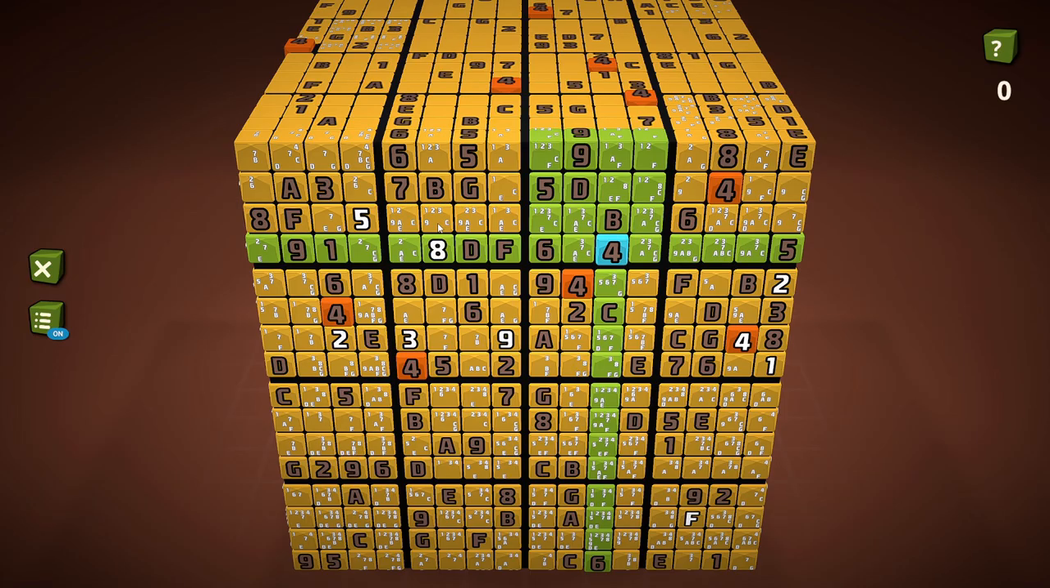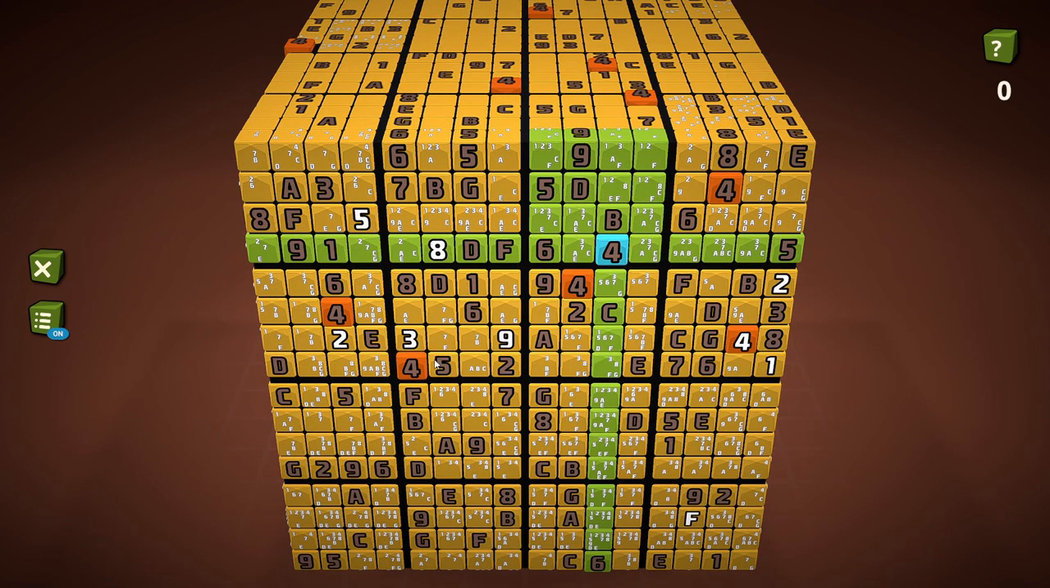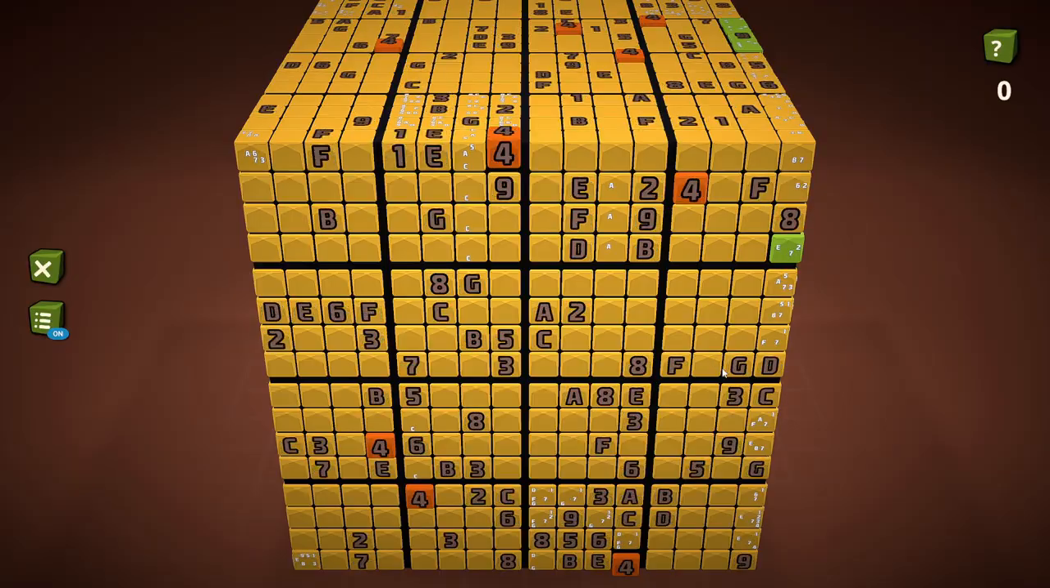Why have I not put in 4s here? Why are there no 4s there? That is so weird. Okay, so we got a side, and it's looking pretty good. We got one side looking pretty good. Only took about an hour.